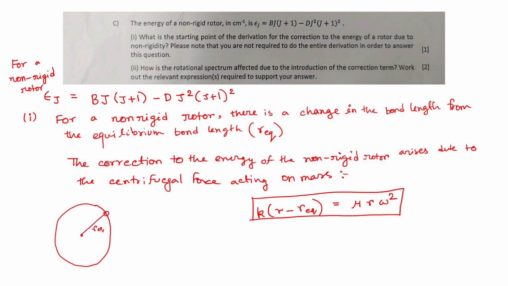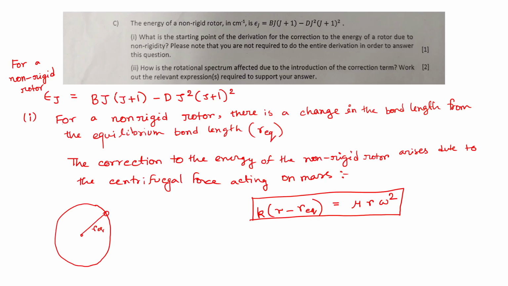Okay, now let us go to the next part. The next part is easy. We know what the outcome is of this centrifugal distortion constant, that is, how the rotational spectrum is going to be affected. See, I do not have an extra page. I will need one. Wait.